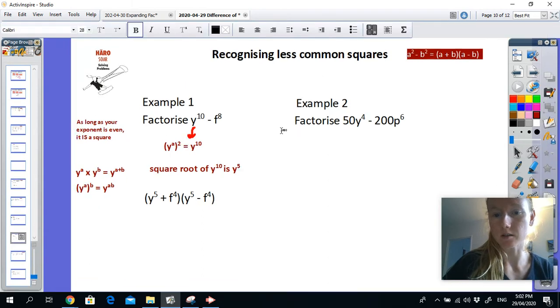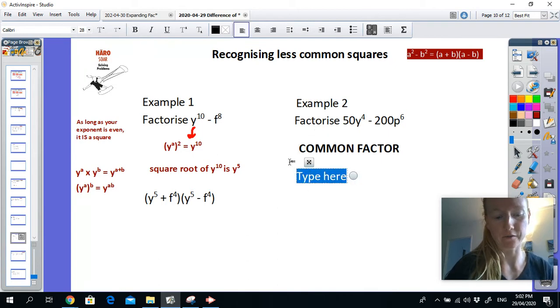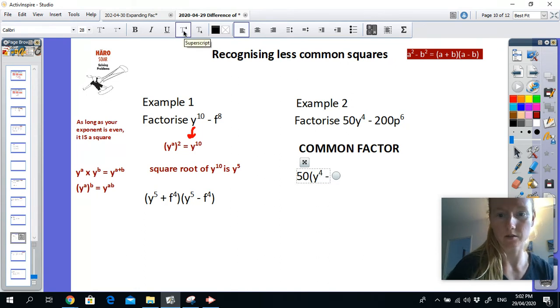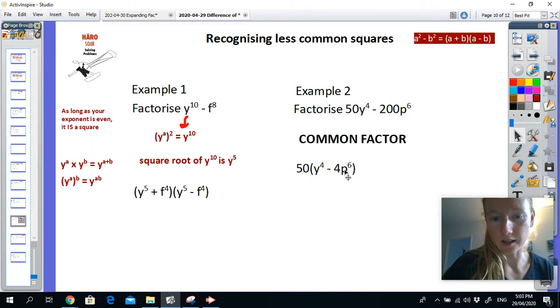Okay. Second example. Not immediately, obviously, a difference of two squares, but what is that one really important thing? Common factor. Okay. So first of all, you're going to factorize by taking out the highest common factor. Okay. So if we look at that closely, we have exponents of 4 and 6. So if we go back here, do we have even exponents? Yes. Do we also have square coefficients? Yep, that 4 and that 1 are square coefficients.